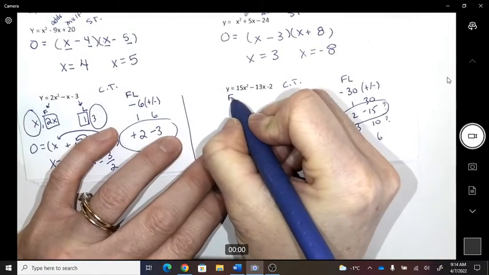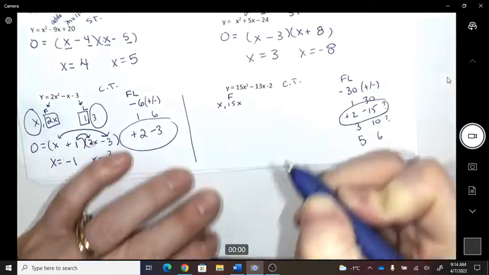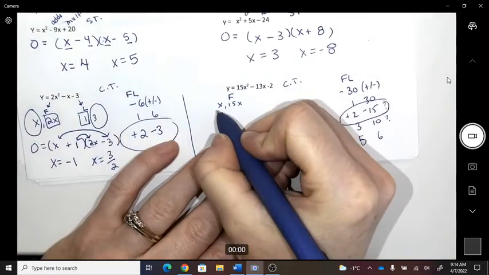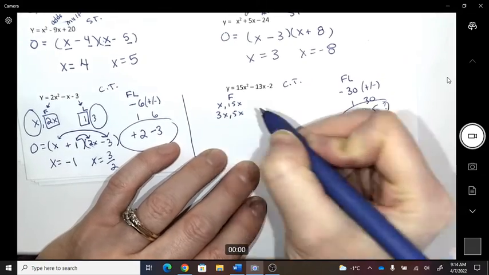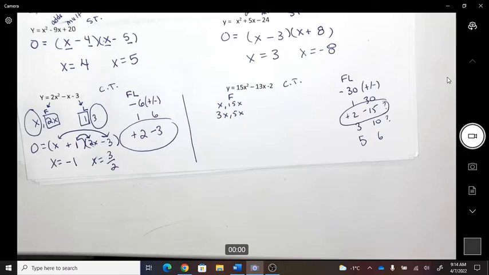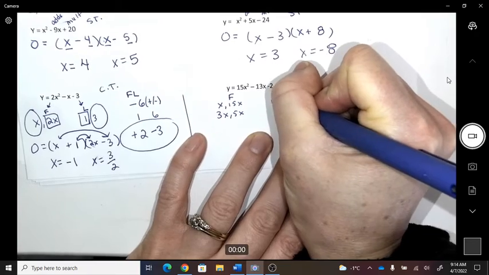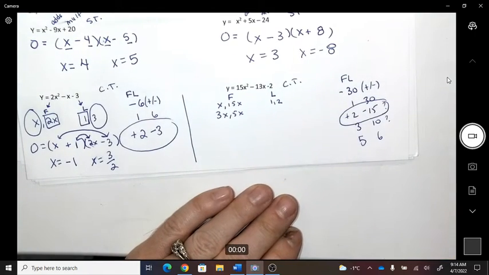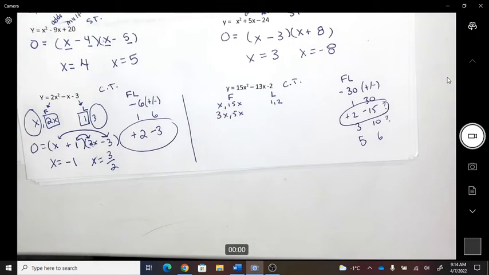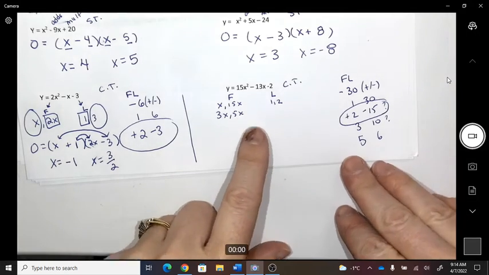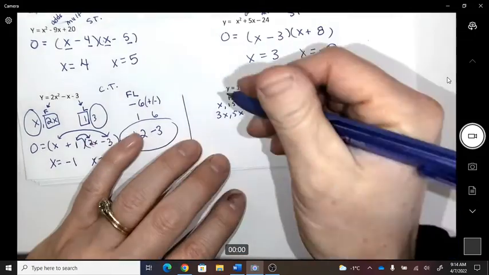Okay, so here's my F, 1x times 15x, or I could have done a 3x times a 5x. Here's my L, 1 times 2. Okay, that's it for options. Now I'm going to do the puzzle part. What are my partners? I need a 2 and a 15. So what should I put with what to make that happen? I need a 2 and a 15.